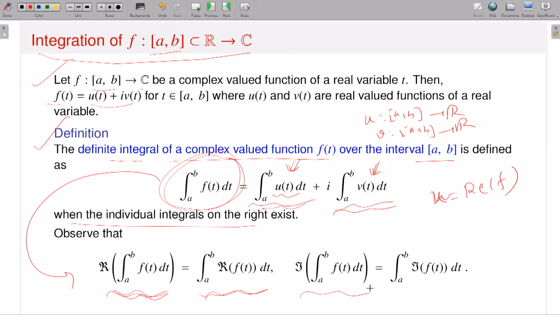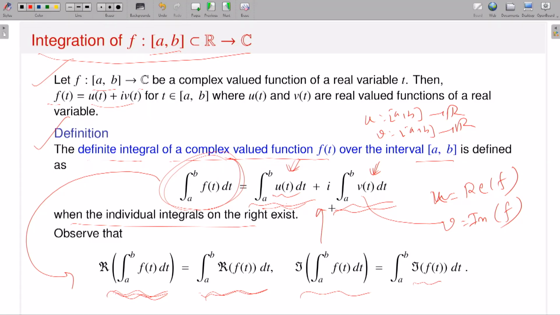Similarly, the imaginary part of the integral from a to b of f(t) dt is nothing but the integral from a to b of the imaginary part of f(t) dt, because v(t) is nothing but the imaginary part of f. So I can push the real and imaginary parts of my integral inside the integrand. In fact, it follows from the definition of the integral the way I have given it. Therefore the integration of complex valued functions from the closed interval [a, b] is well defined, as long as the integrals of u and v exist, then I am done.